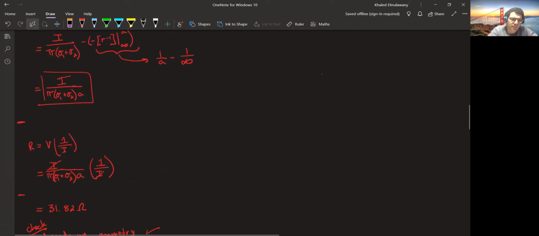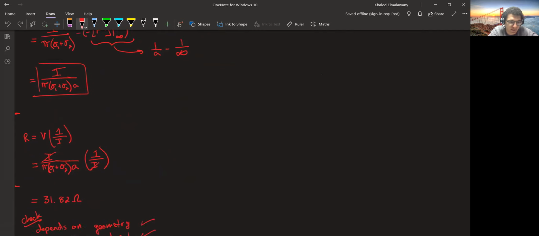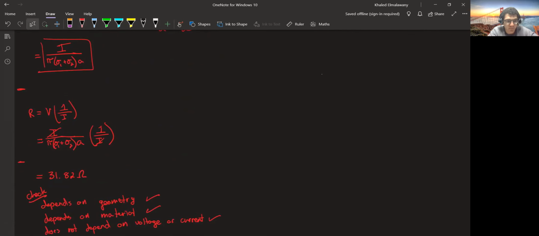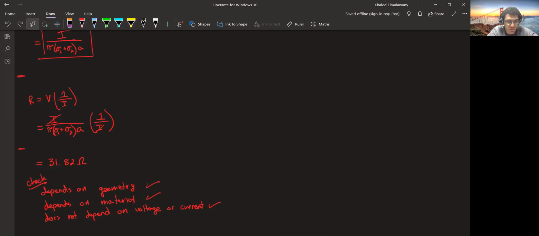Now, plug it into R, which is simply V over I. We can see that the I cancels out, and we're just left with 1 over pi (sigma 1 plus sigma 2) A, as noted here, and that comes to 31.82 ohms. Now, a few checks we could do: it depends on geometry and on material, but it does not depend on voltage and current. That means we can assume that R is valid.